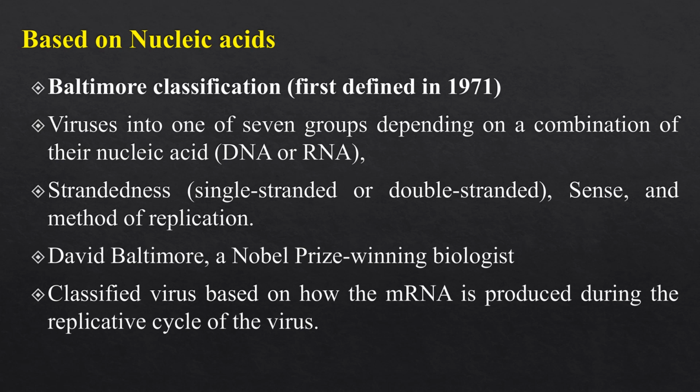Viruses are classified into seven main groups, first classified by the Baltimore classification in 1971, based on single stranded or double stranded genome, sense, and mode of replication. David Baltimore, a Nobel Prize winning biologist, classified the viruses on how the mRNA is produced during the replicative cycle of the virus.